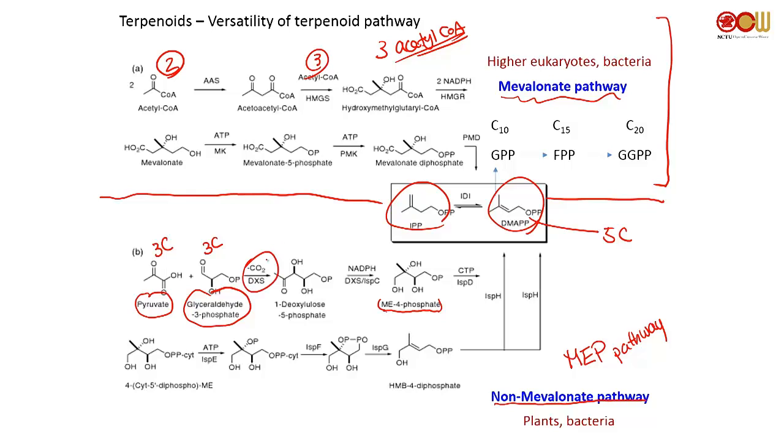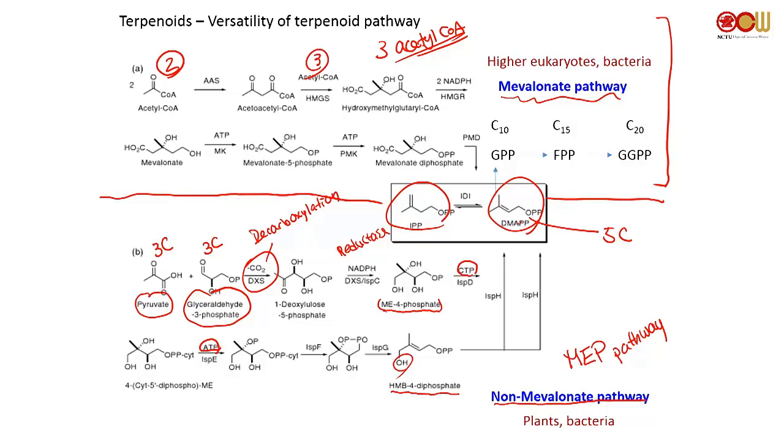So you have a decarboxylation, you have a reduction, you have an activation using CTP, and then another activation using ATP, such that at the end you will get this HMB diphosphate. And then all you have to do is get rid of the OH, and then you will get to DMAPP. So it's just another pathway.